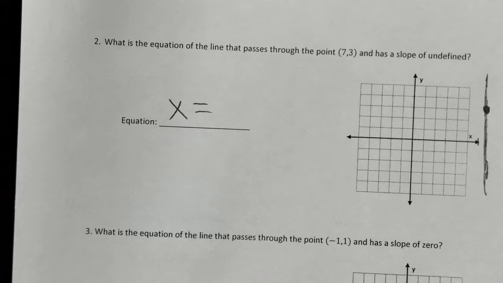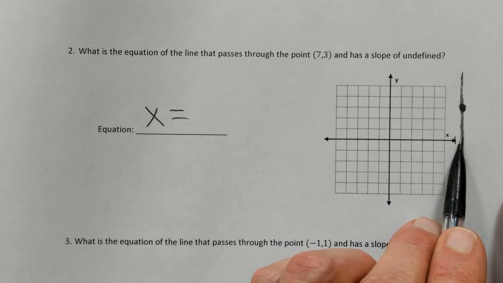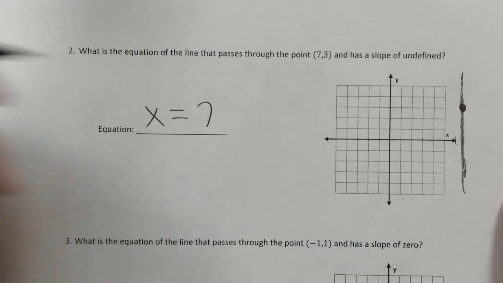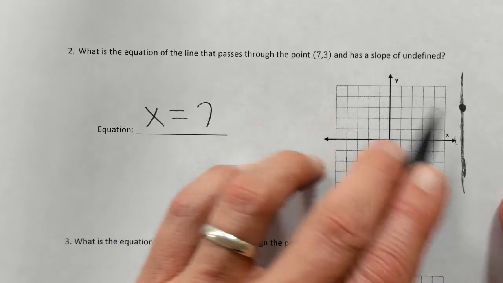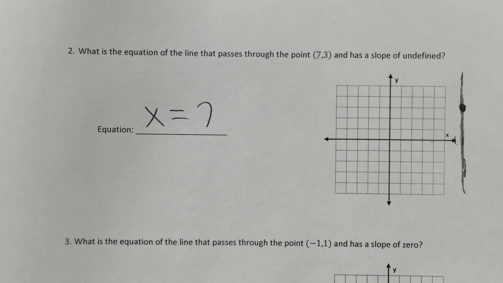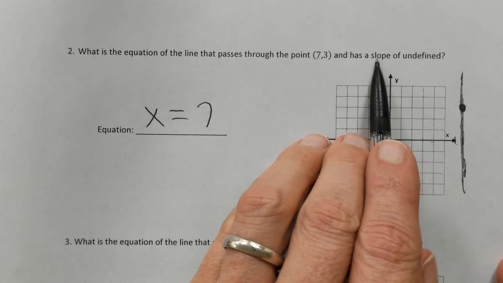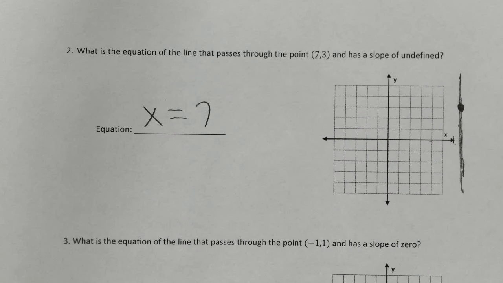So my equation is going to be x equals. We already know that. Again, two ways to figure out what the x equals. Go here on the graph and see where it hits the x-axis. It hits the x-axis at 7. And so my equation is x equals 7. The other way that we said we could figure that out is by looking at the point. It's going to be x equals whatever the x number is. And the x coordinate in this case is 7. So again, we know that x equals 7 is going to be my correct equation for this. Again, we're just using the fact that our slope is undefined to determine whether we have a horizontal or a vertical line.